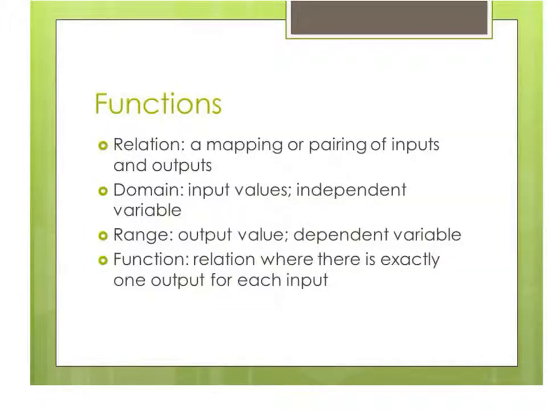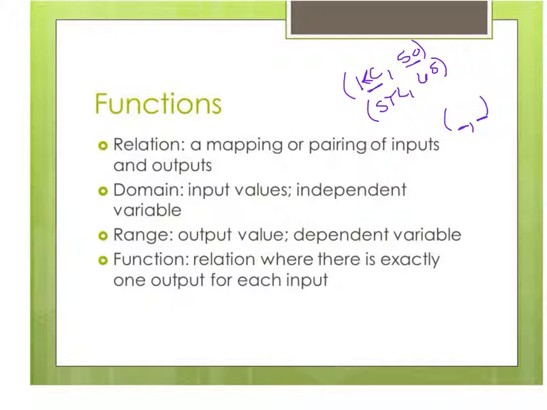So starting out with a few definitions, a relation is a mapping or pairing of inputs and outputs. So lots of times our relations come as ordered pairs because it's a mapping of some input to some output. A relation doesn't have to be just numbers. It can be quantities. For instance, in Kansas City today, maybe it was 50 degrees. And in St. Louis today, maybe it was 65 degrees, and it's just some input and output.